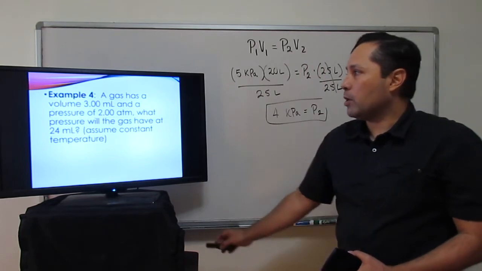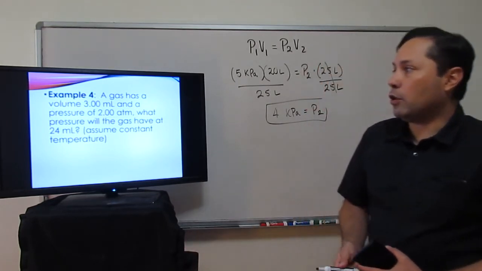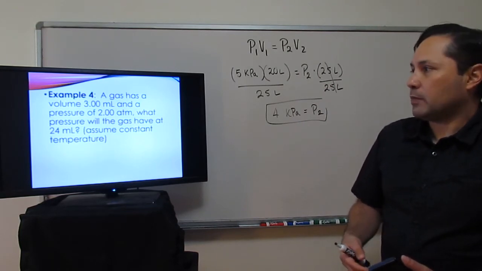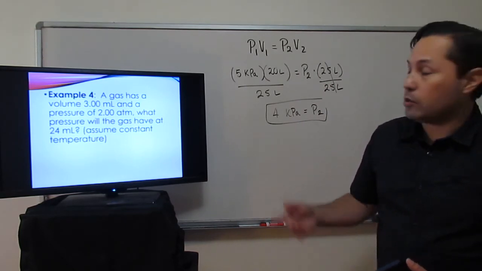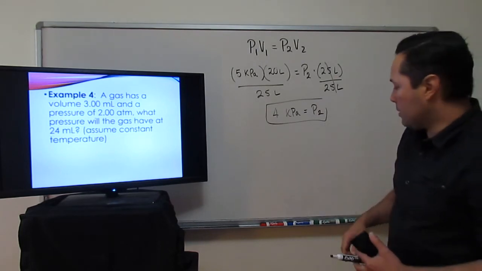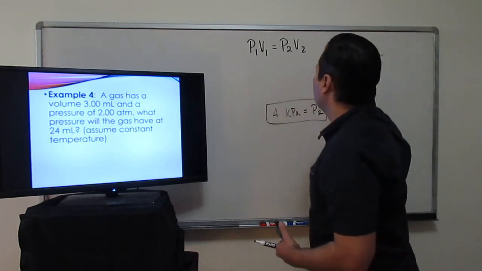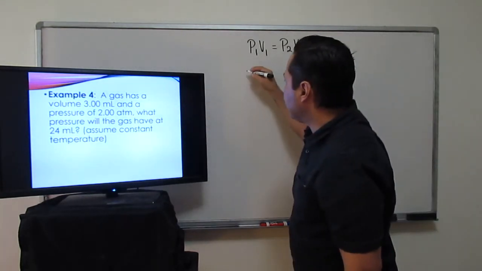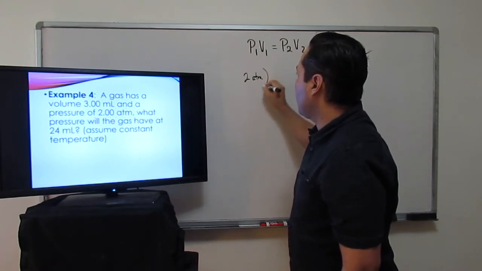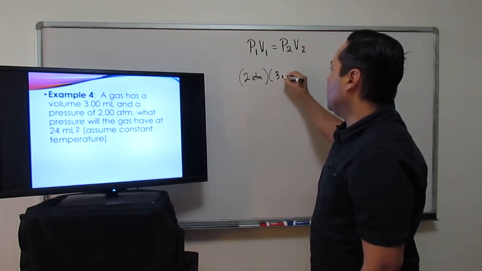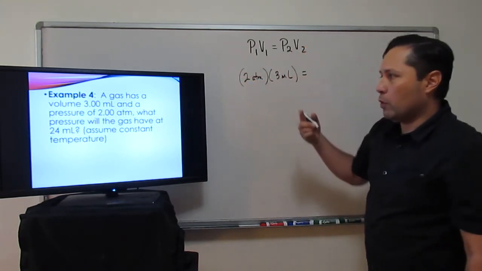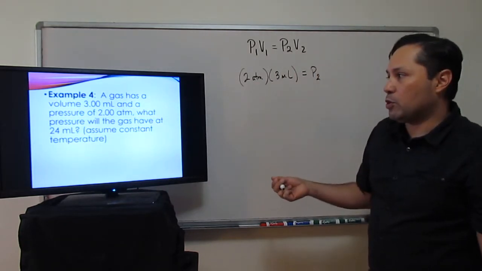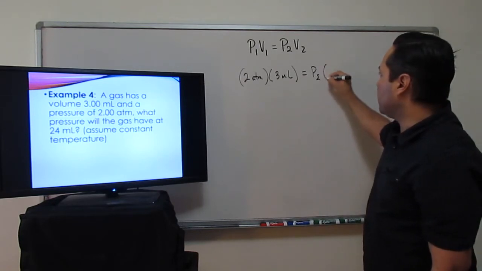In example 4, they say the following. A gas has a volume of 3 milliliters and a pressure of 2 atm. What pressure will the gas have at 24 milliliters? Alright, so similar to example 3, and let's go ahead and solve it. So we have a pressure of 2 atm initially, and 3 milliliters. So we want to know at what pressure, so P2 is what we're solving for, will the gas have a volume of 24 milliliters?